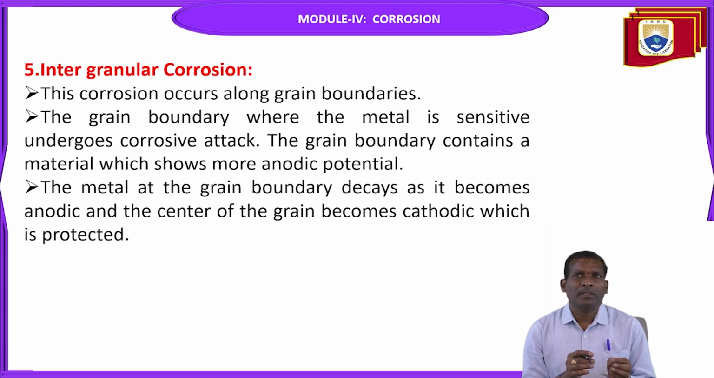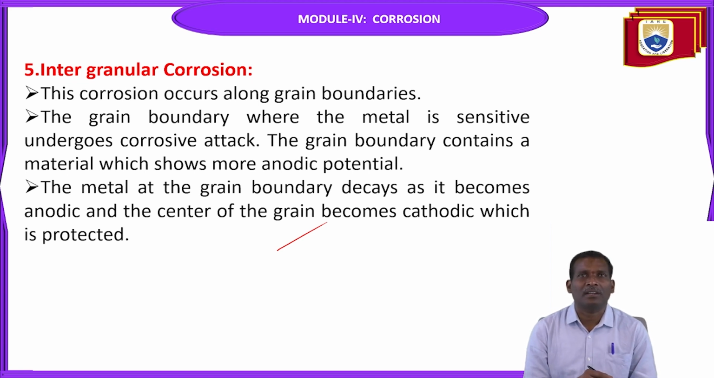Whenever the grain boundary of the metal is sensitive, the boundary grains are not in a uniform state, and some corrosive attack is possible. The metal at the grain boundary decays as it becomes anodic, and the center of the grain becomes cathodic, which is protected. The center of the grain acts as cathodic, and the grain boundary becomes anodic. So there is a reaction between this anodic and cathodic region. It gives corrosion, and that type of corrosion is called intergranular corrosion.